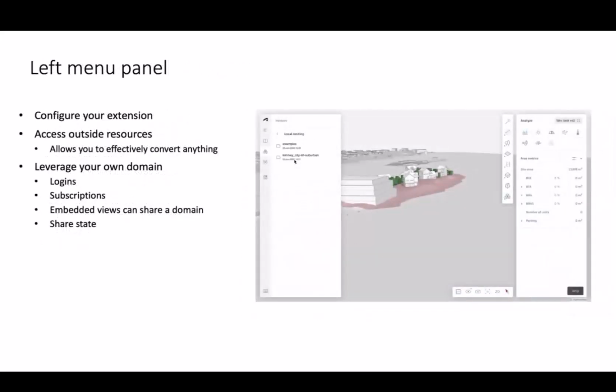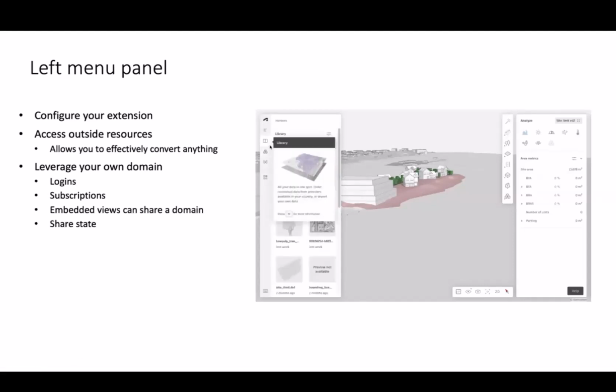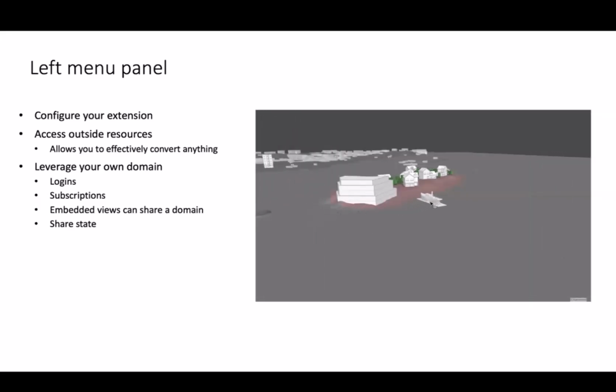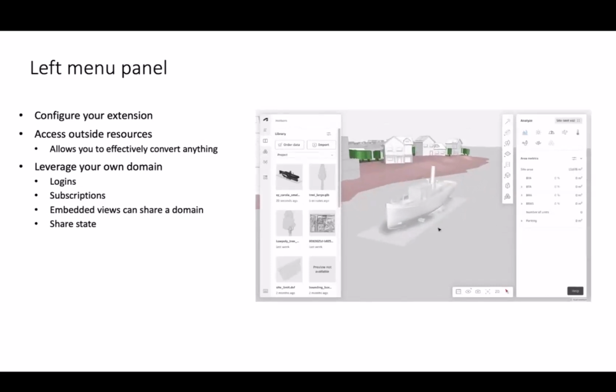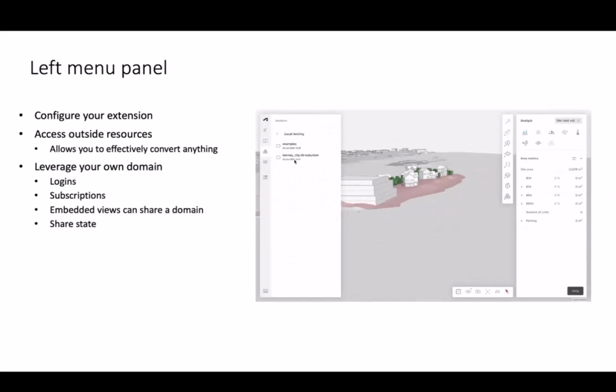The left menu panel is typically where we want you to configure your extension. So if you want to access outside resources, for instance, if you want to build your own version of a library, this is a typical place to do that. Other things you can do are login and subscriptions. It's also important to know that these embedded views can share a domain and you can communicate between them using standard browser technology if you want to. So you could do some login on the left side, and then you could use the floating panel, which is the next one I'll show, or the analysis panel to do other things.